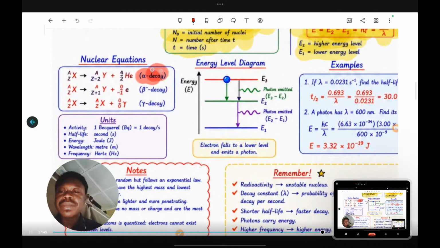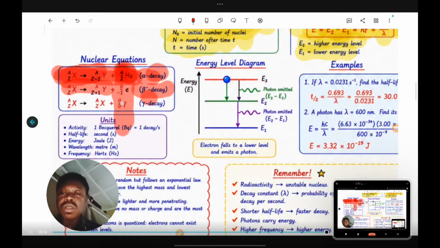For alpha decay, this is how your equation will look. With this helium particle, you subtract 4 and subtract 2 from this particular element. Then for beta decay, you have this. This is the part where you apply the principle of subtraction.